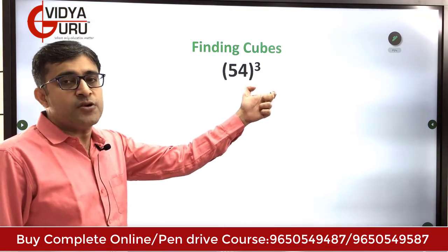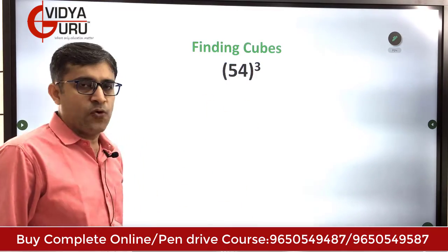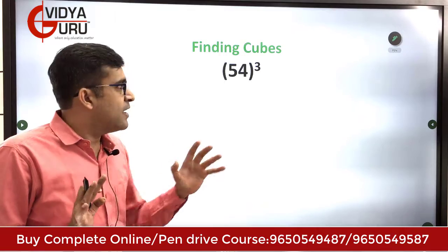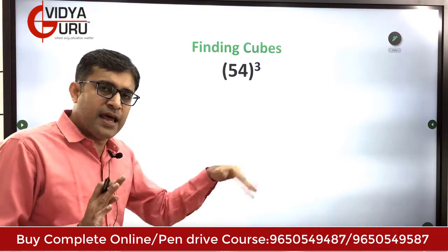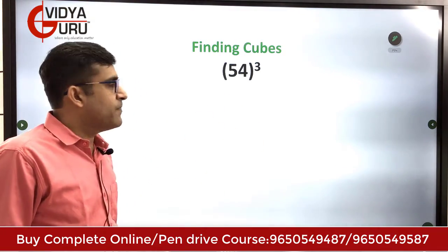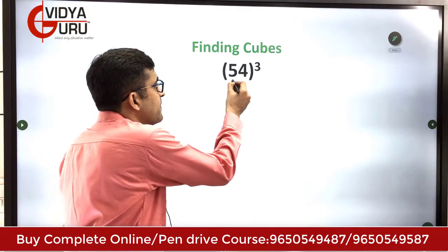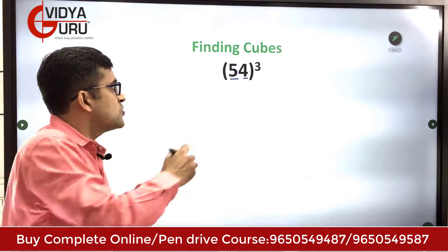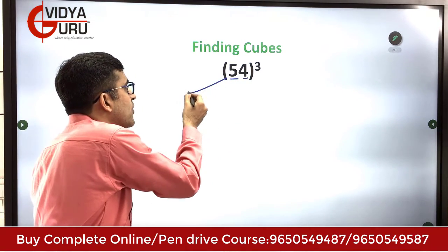I have to find out the cube of 54. How do I go about it? Let's understand the method first. Let's understand the method slowly, and then we will build upon speed. Sure. 54 comprises 2 digits, 5 and 4. Sure. So what is the cube of 5?